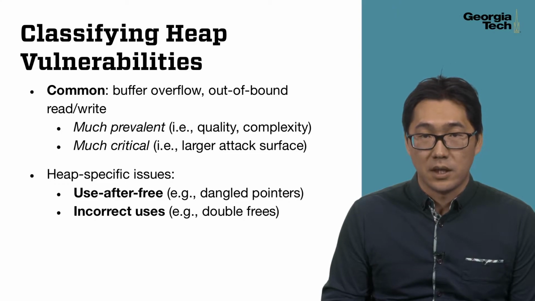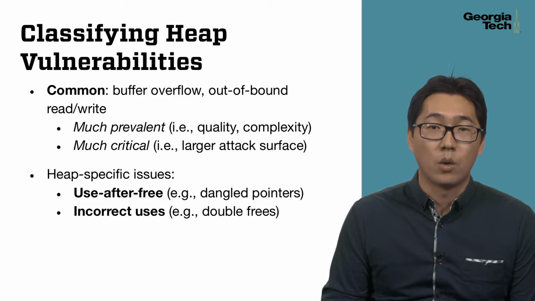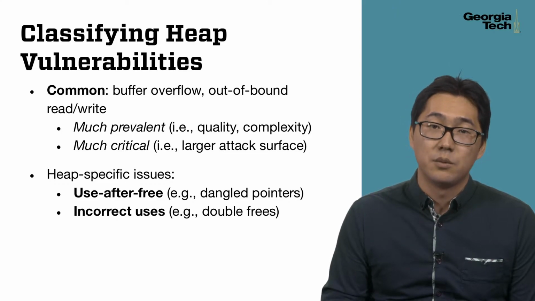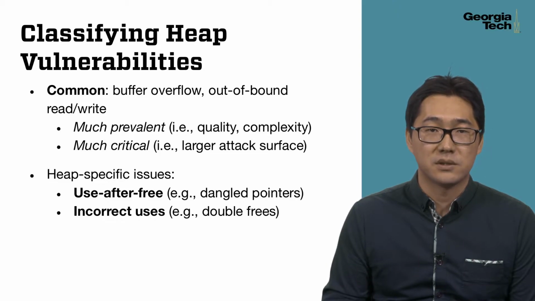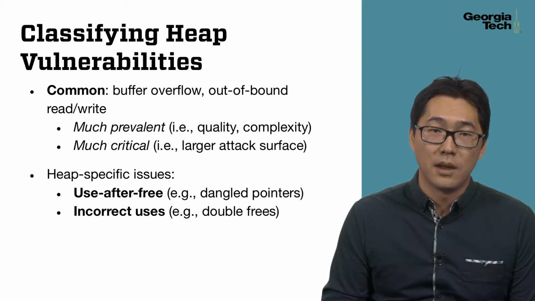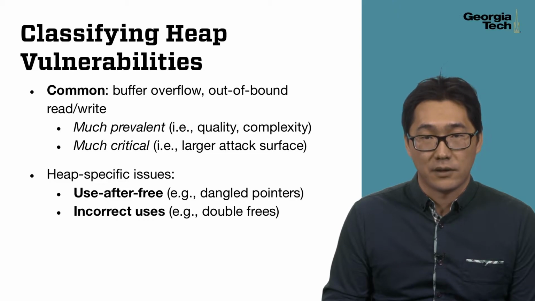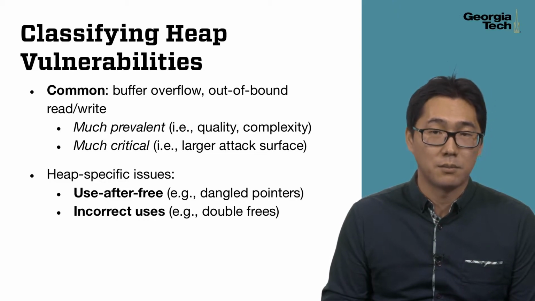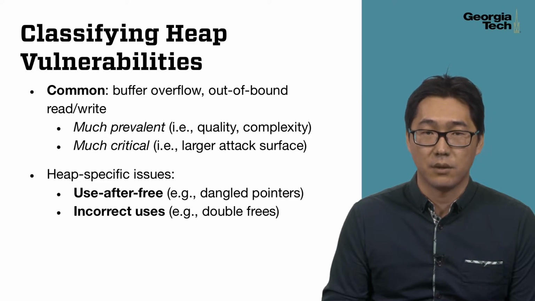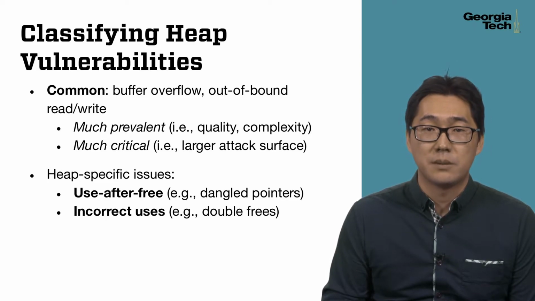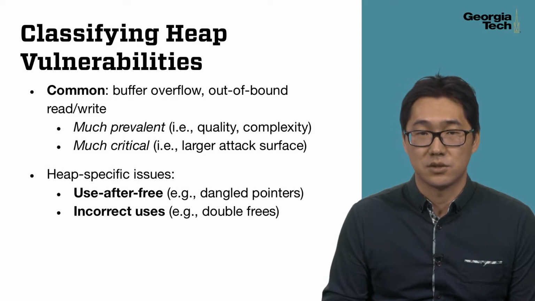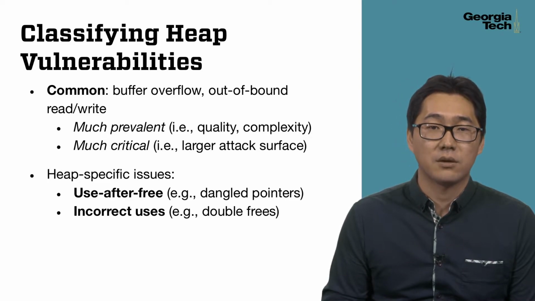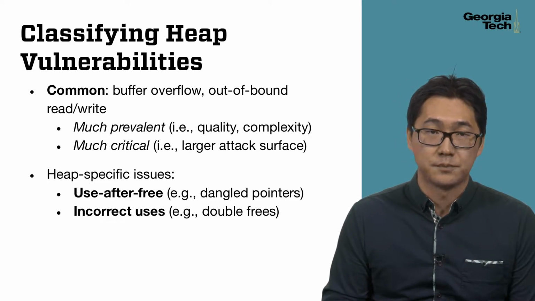Heap vulnerabilities include buffer overflow or out-of-bound read or write, which we have been exploiting in previous labs like stack overflow. However, these common attack vectors are much more prevalent in heap objects, and their consequences are much more critical in terms of security. There are also heap-specific security issues such as use after free or incorrect use of their API.